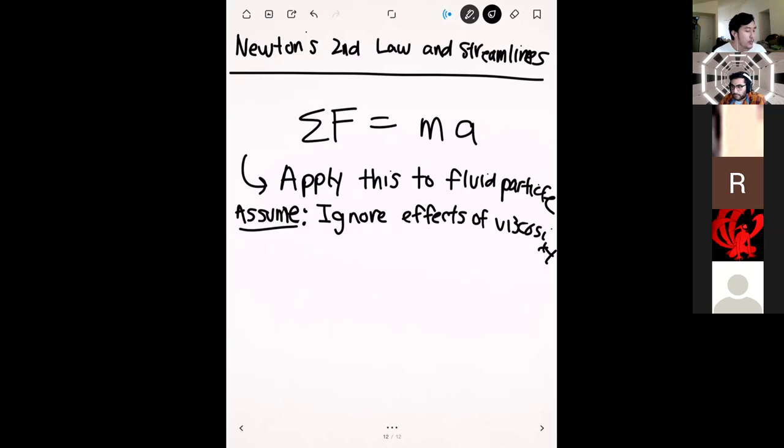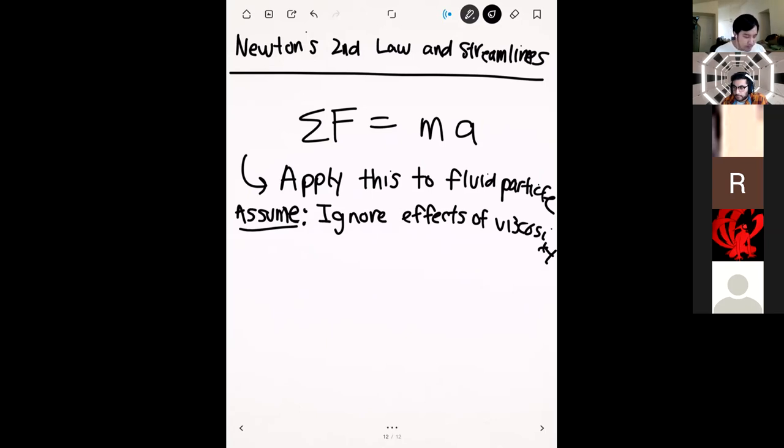For this unit, and not until after the midterm, we're going to be ignoring the effects of viscosity. I don't want you to forget about viscosity, but I want you to be aware that we're assuming that we can ignore it. There are some situations where you can actually do this, but it's still something important that we have to bring back later in the class.